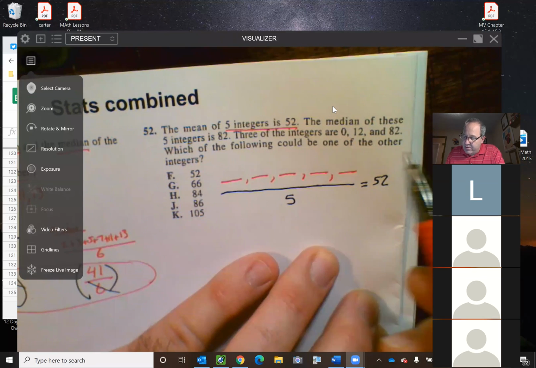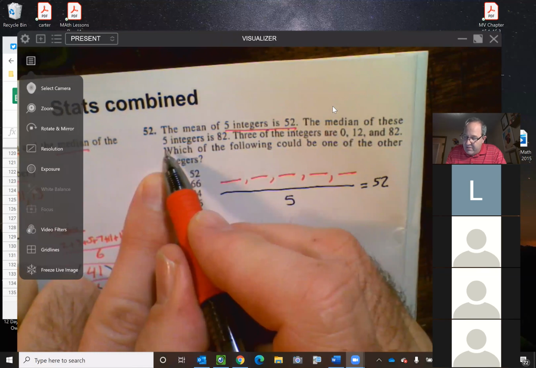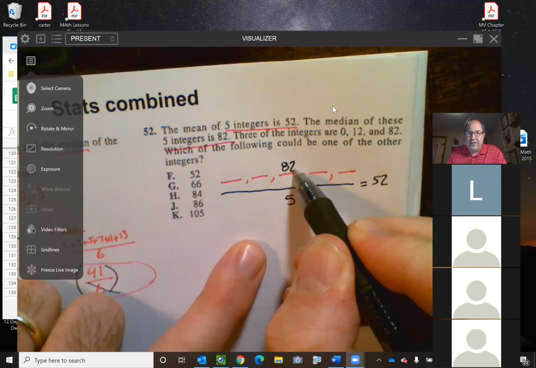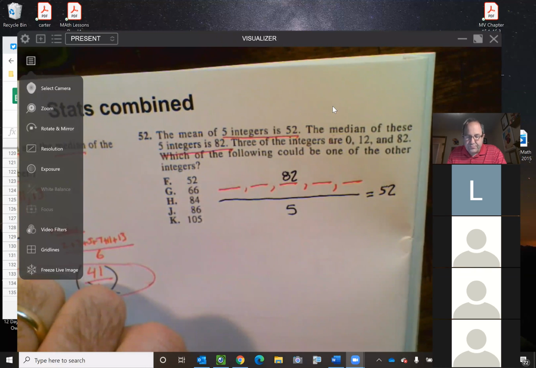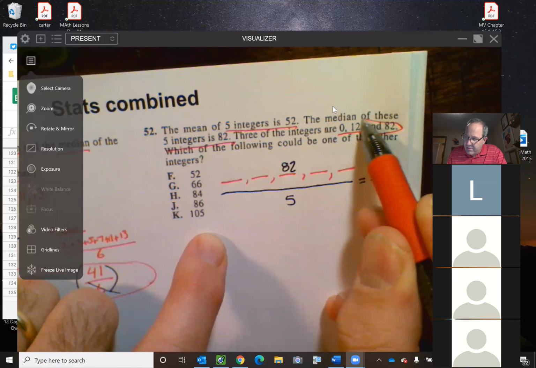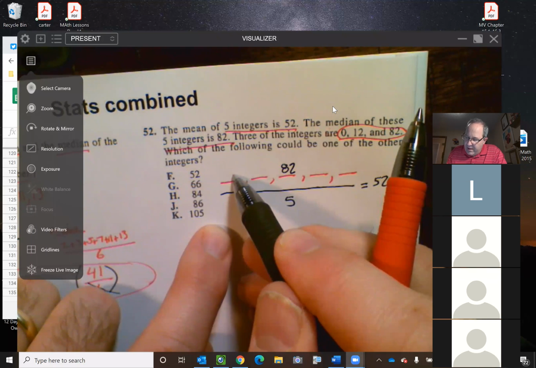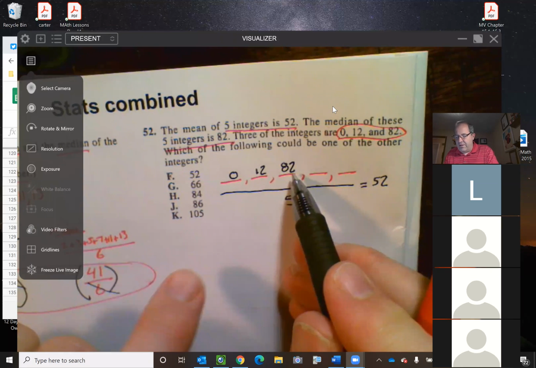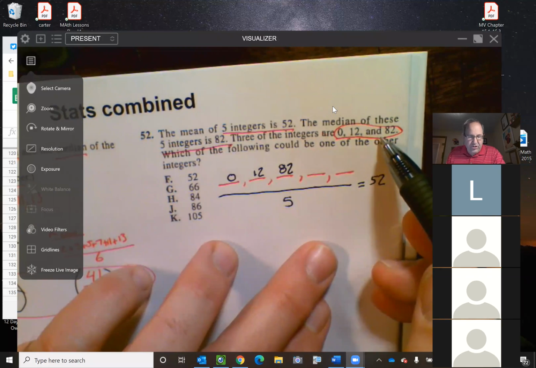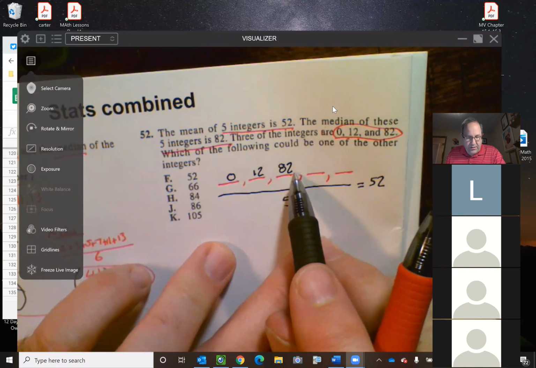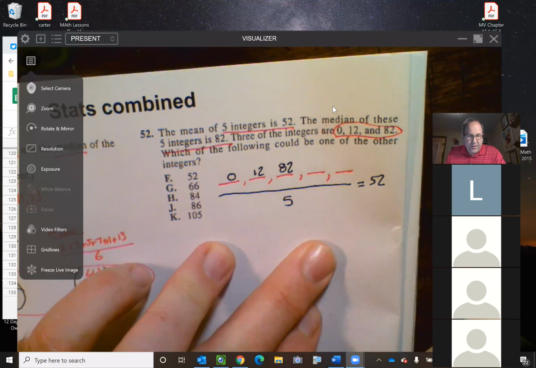Now, they are pretty nice to us. They tell us the median of these 5 integers is an 82. So I know that the median has to be 82, and I'll make sure that's dead set in the middle. And here's the weird part. They tell us 3 of the numbers are these. Well, 0 and 12 have to go on this side because this is the median, right? So that's the middle value. Numbers to the left are smaller. 82 is, well, we've already got the 82 here, right? So that's really not too bad. They kind of told us the 82 twice.